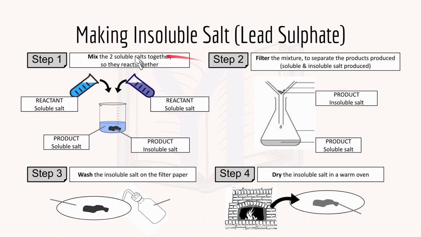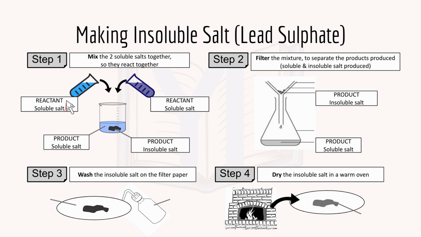So moving on, we have making an insoluble salt, which is lead sulphate. And here's making it from two soluble salts together. You have a reactant and a reactant, the soluble salt and soluble salt. And the product will be a soluble salt, and this will be an insoluble salt.